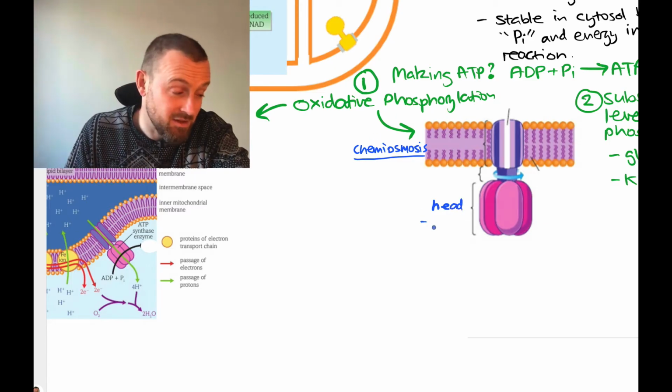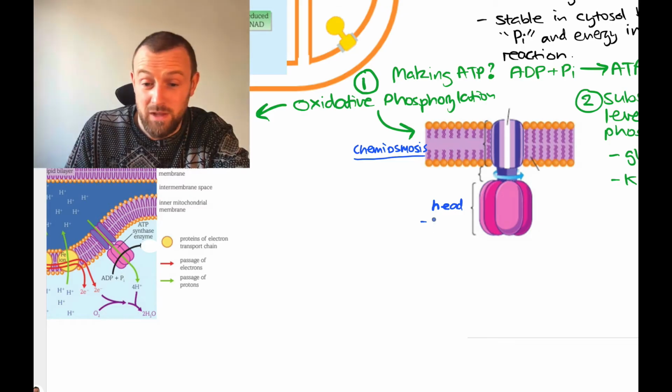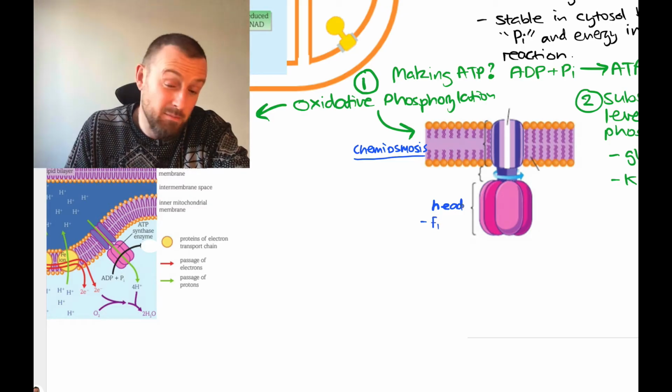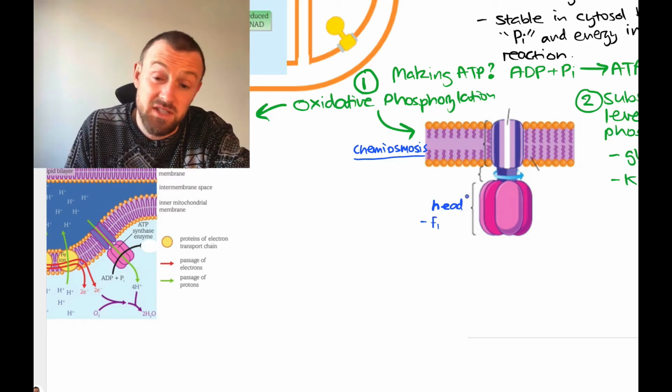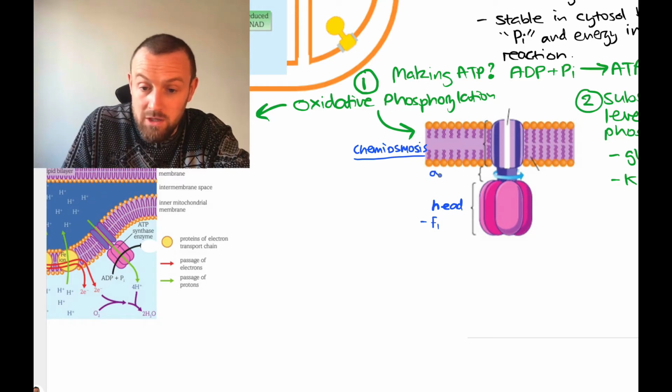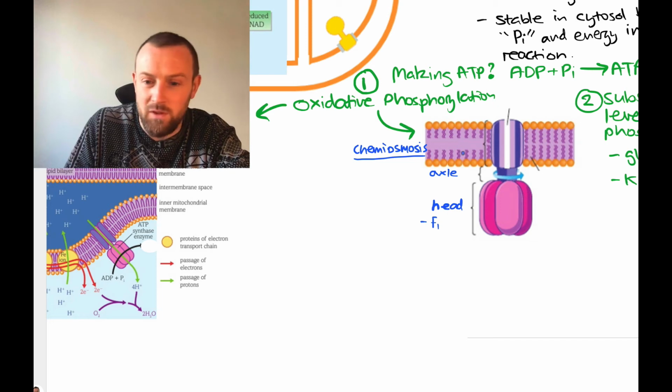And you don't need to know this. This is post A level, but it's called the F1 part. You don't need to know that, but just in case you are curious. Then we've got this axial part here, which can turn. And we've got this F0 part, which is kind of the membrane part.